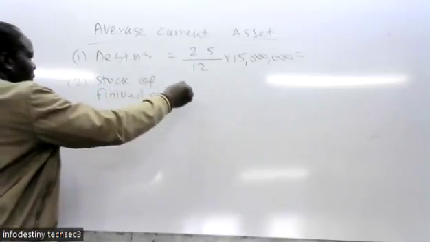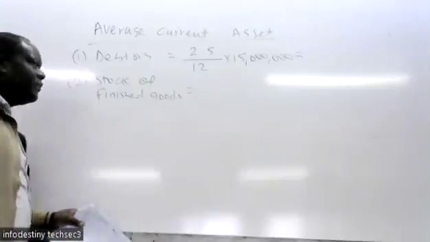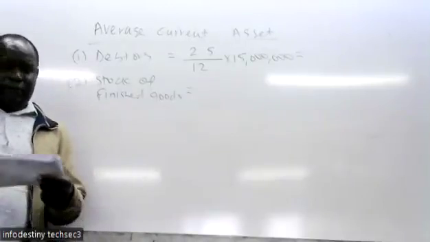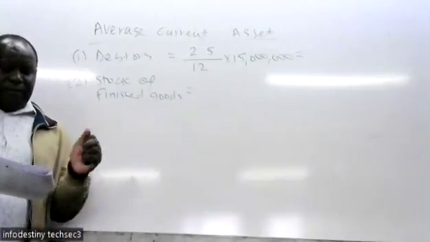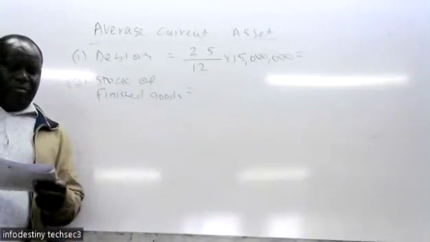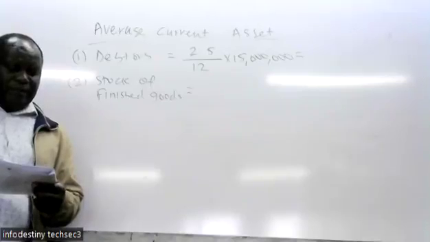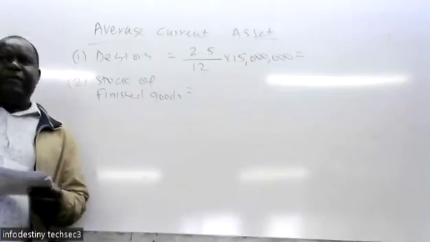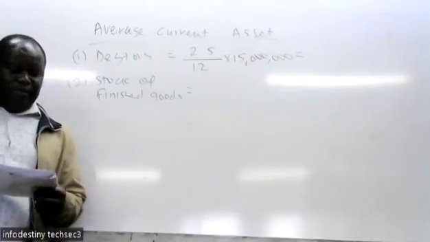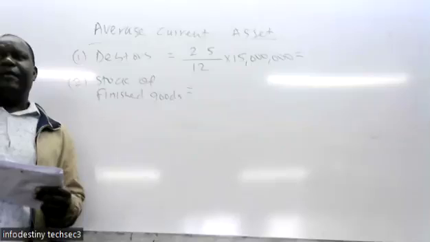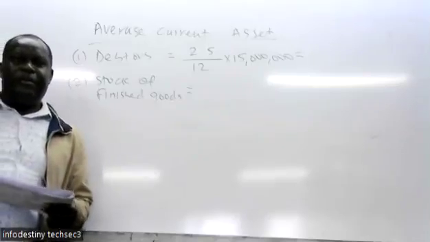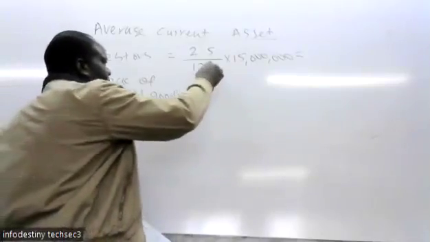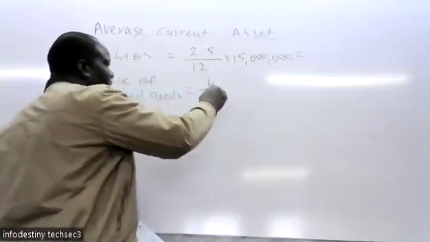Stock of the finished goods. So when you go to the bullet number 4, you can see the bullet number 4 in the note number 1. Finished goods represent 1 month production. So for the finished goods, it will be 1 month divided by 12.